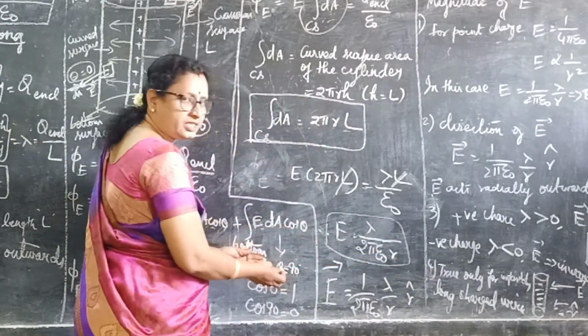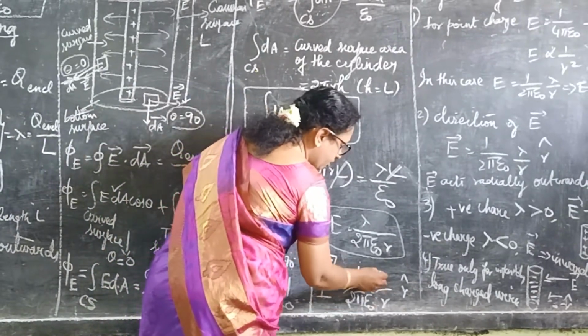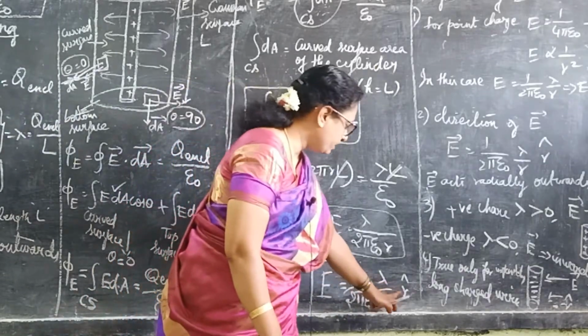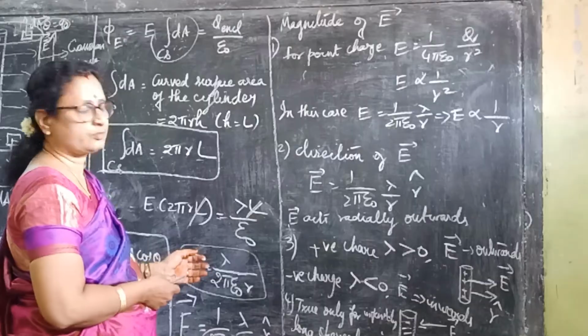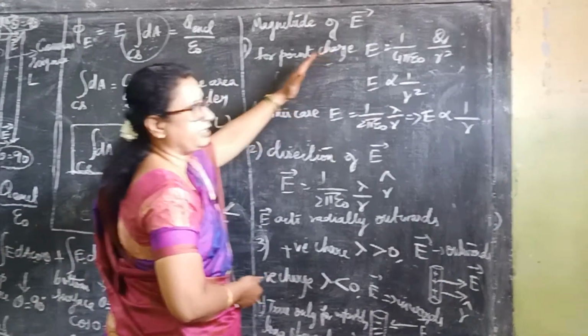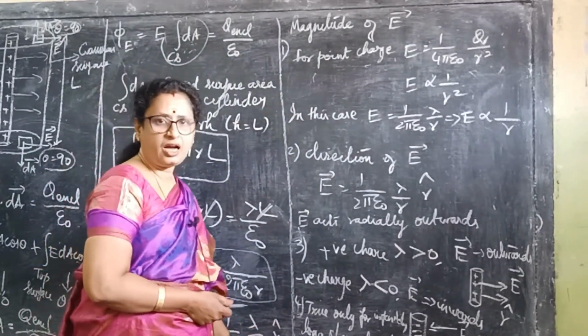If you want to write it in vector notation, how will you write? E vector is equal to 1 by 2 pi epsilon naught lambda by R, R cap, because E vector acts radially outwards in the direction of R. So, the unit vector is R cap. Now, children, finally we have derived the expression for E as E vector is equal to 1 by 2 pi epsilon naught lambda by R, R cap.